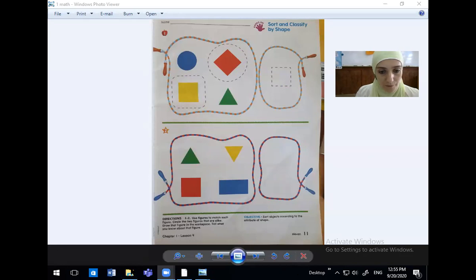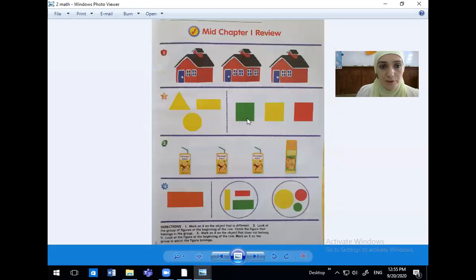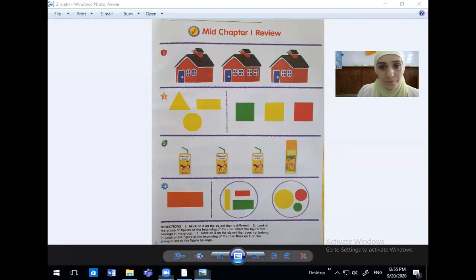So here I can make. Okay, so the next sheet. So here we have the task. The first task, we have here several different tasks. So the first task is mark an X on the object that is different.